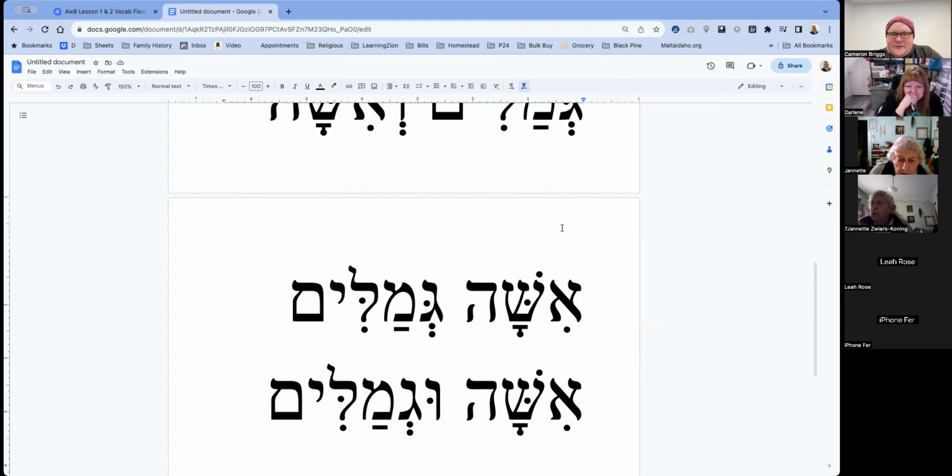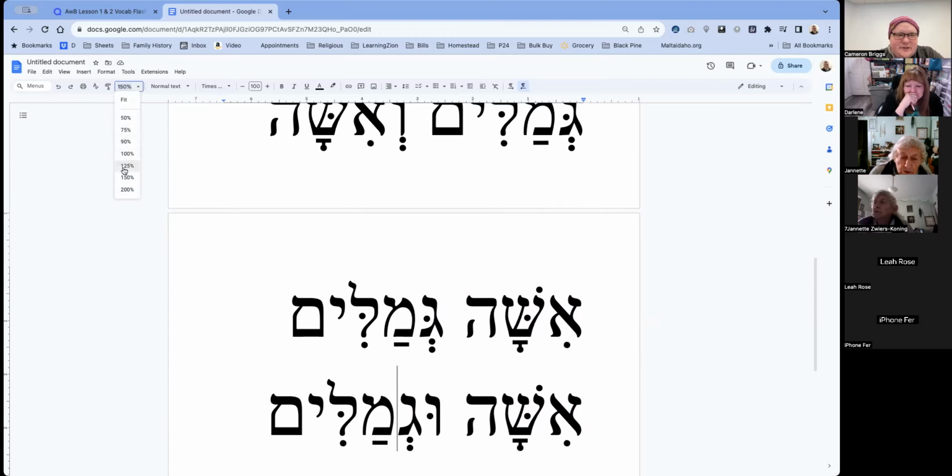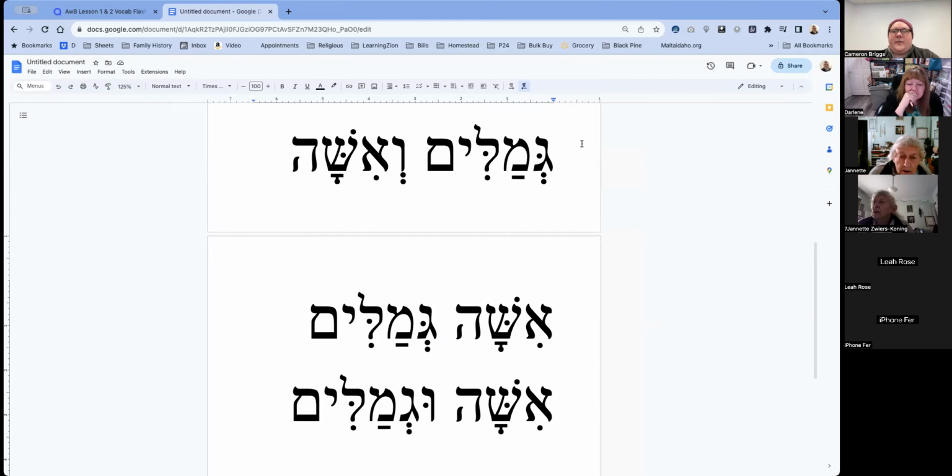Okay, so here's those three. Let me zoom out just so you can see those three. So Gamalim, Isha, Ugamalim. The difference between this is that it's a hard G sound, G. But here, it takes it and makes it from a plosive to a fricative. And so it's R. Ugamalim. Isha Ugamalim.